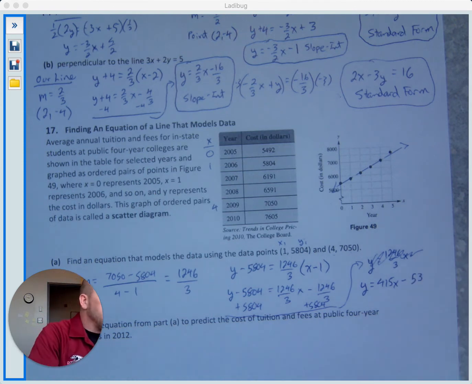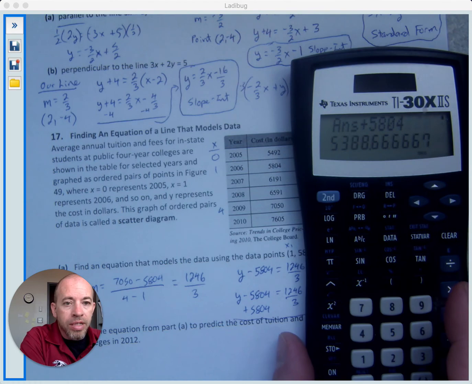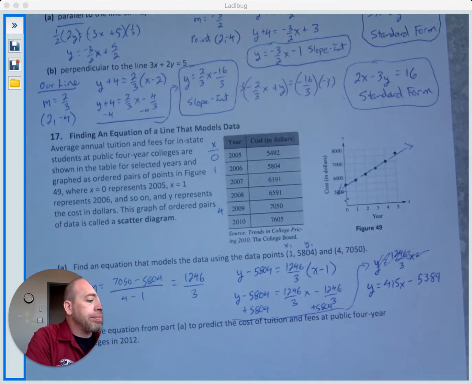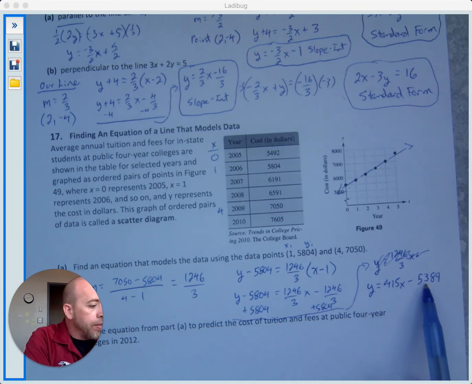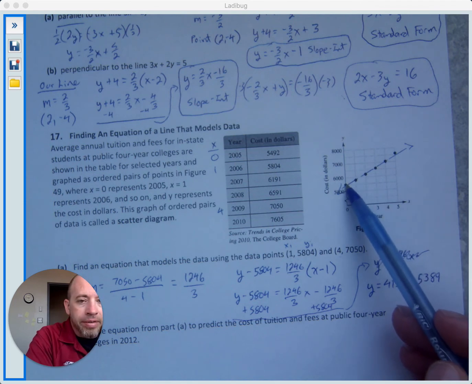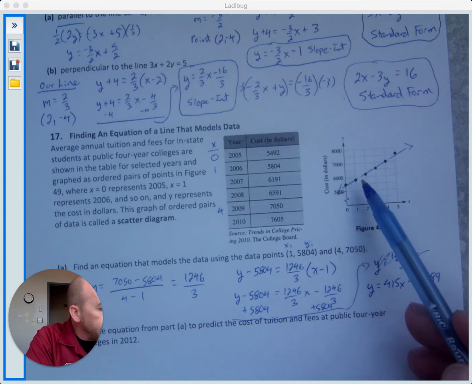So this is what I get here. To the nearest dollar would be 53.89. So this is an approximation. That 53.89 represents your y-intercept. So it should be where we cross the y-axis right here, about 53.89. This looks about right.